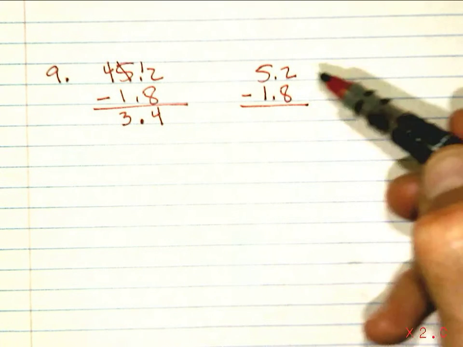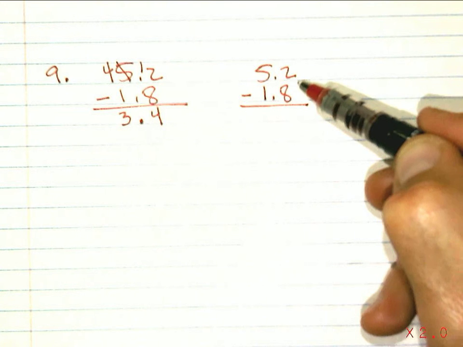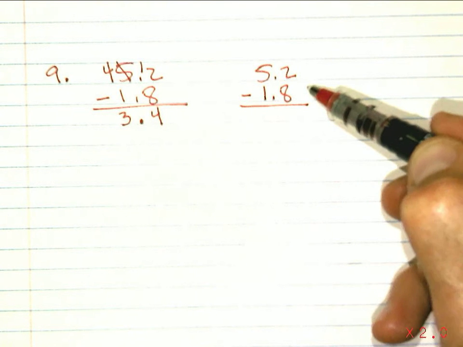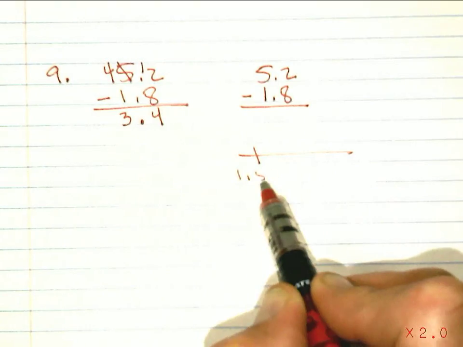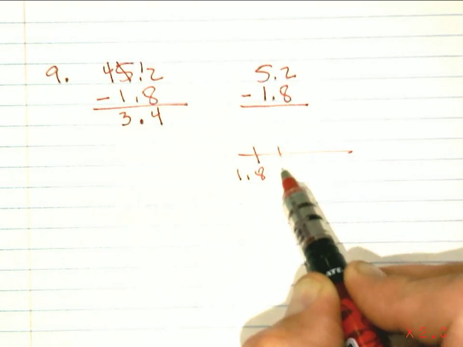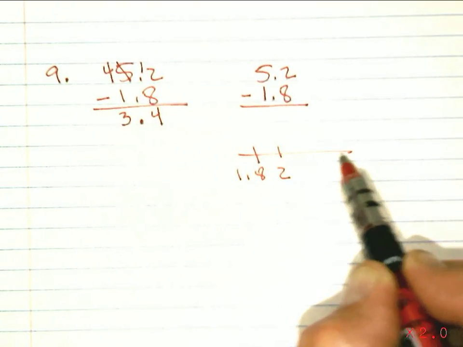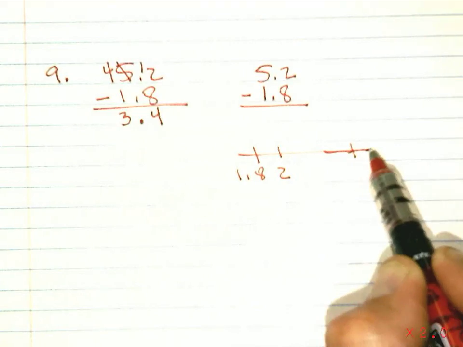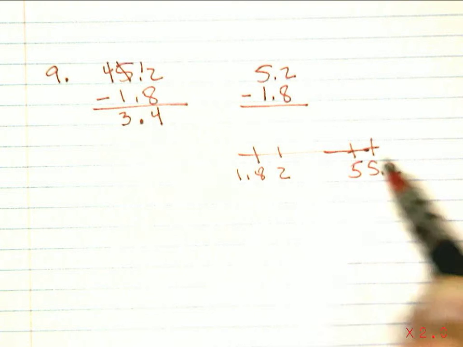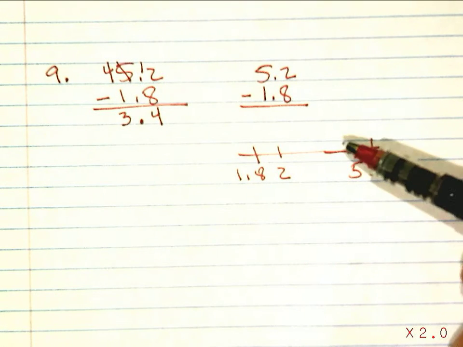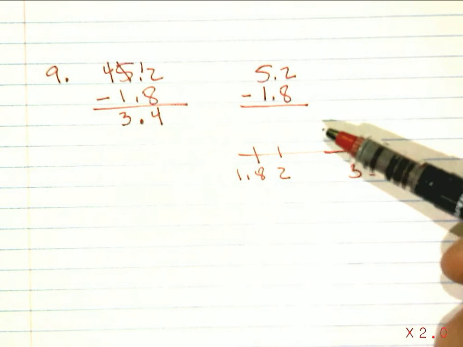And I would think of how far 1.8 is from 5.2, because that's what subtraction is. Really, literally, if I were to draw a number line, and I think here's 1.8 on the number line, which means it's not very far from 2, and then I'm trying to figure out where 5.2 is, which is just a little more than 5. And so really, I'm going to use this number line, and really I would do this in my head.